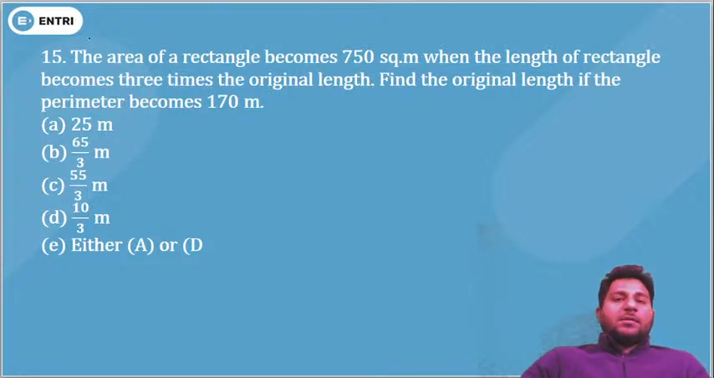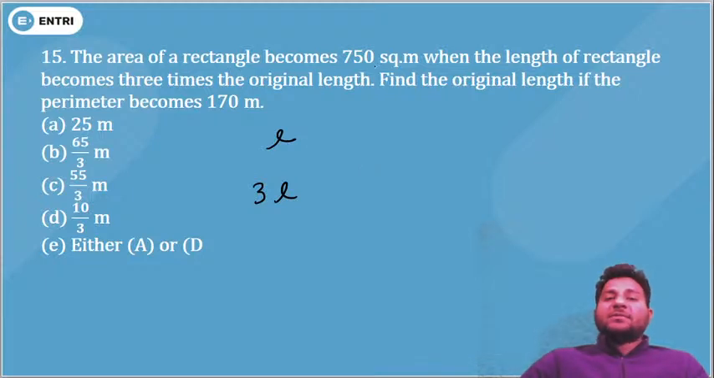Okay. Next, the area of a rectangle becomes 760 square meter when the length of the rectangle becomes 3 times the original length. Originally the length was L, now it is 3L. Find the original length if the perimeter becomes 170. So tell me how you are going to find out.